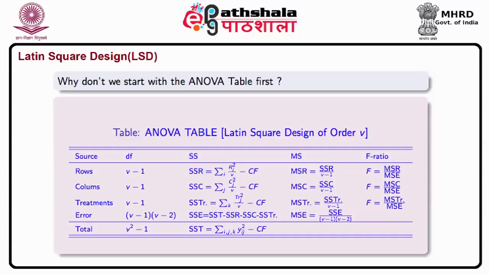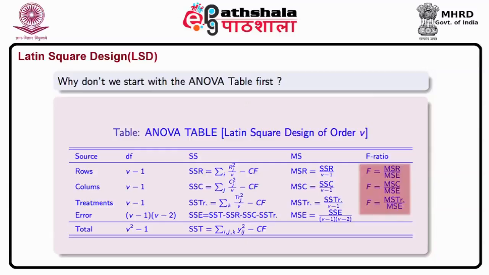It is called a Latin square design of order v if it involves v rows, v columns and v treatments. That's why, no wonder, in the degrees of freedom, rows v minus 1, columns v minus 1, treatments v minus 1. But altogether we have v square observations. Therefore total is v square minus 1 and the error DF is obtained by subtraction. That gives you (v minus 1)(v minus 2). Yes. And the computations of the sum of squares follow routine. And the sum of squares due to error, again you get by subtraction.